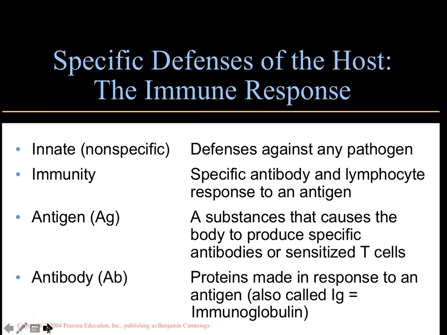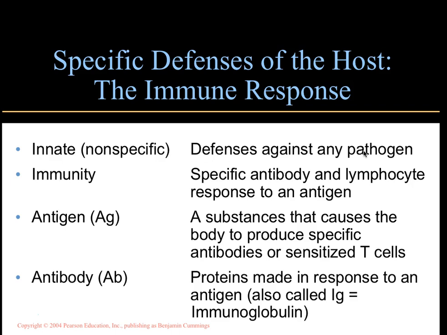So when you're talking about specific defenses, it's going to address just the pathogen that the immune system is having problems resolving, getting rid of. So we've already done innate or nonspecific immunity. And that means that when you're doing inflammation and phagocytosis, you're going to deal with any pathogen the same way.